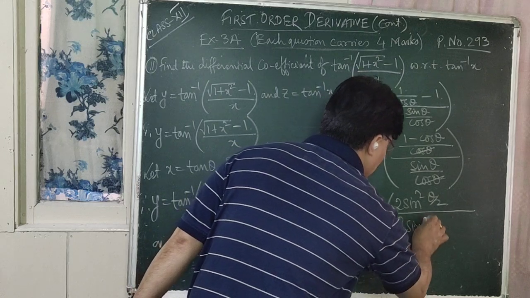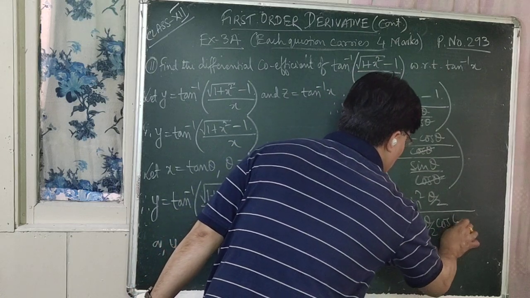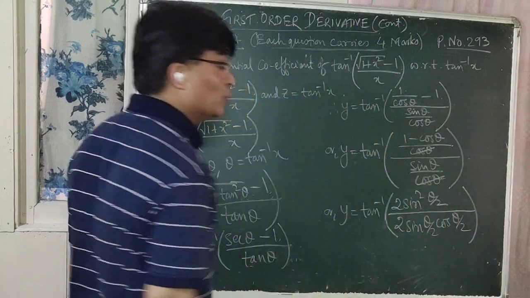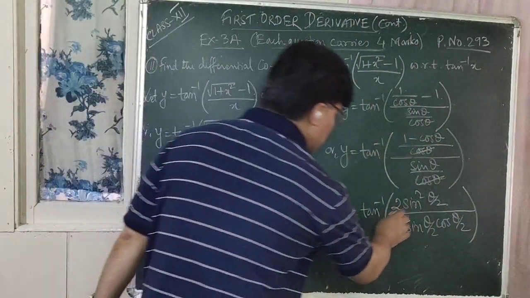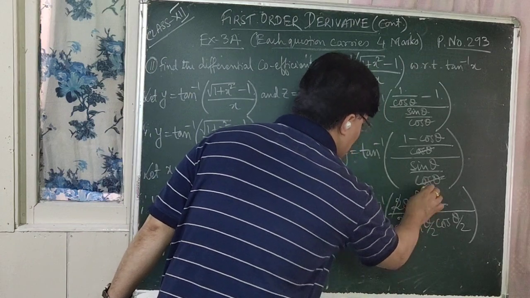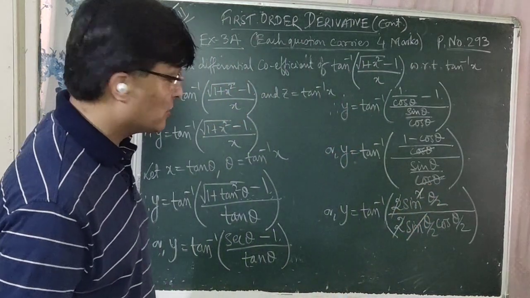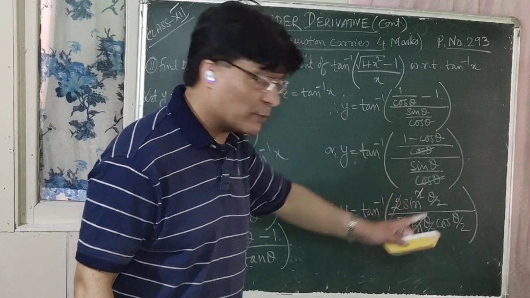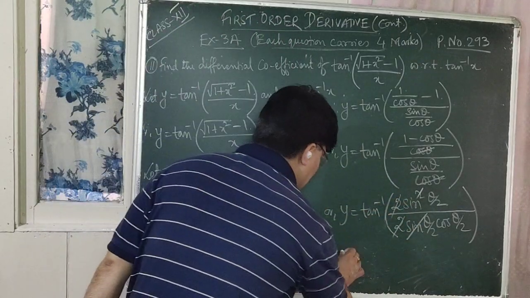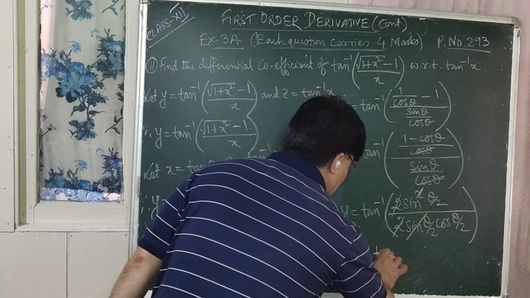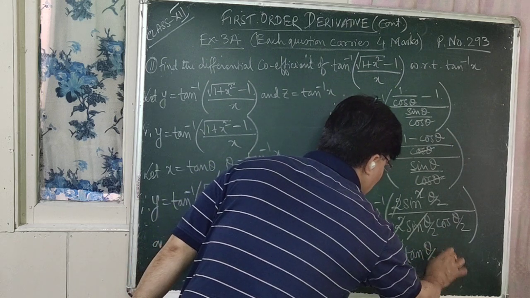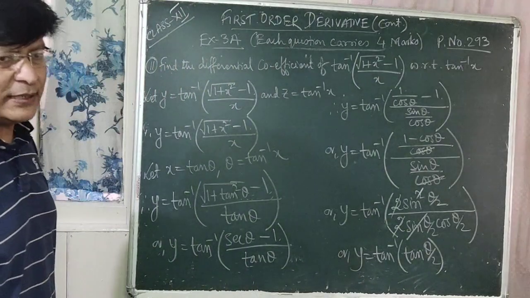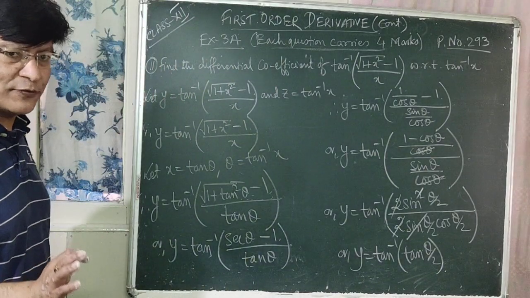It is 2 sin theta by 2 into cos theta by 2. Is it clear to all of you? So let's simplify it. 2 gets cancelled, and sin theta by 2 and the square cancel. So it is only sin theta by 2 upon cos theta by 2. What is it? It is tan, isn't it? y is equal to tan inverse. So within the bracket, what is sin by cos? It is tan theta by 2. Is that clear to all of you?